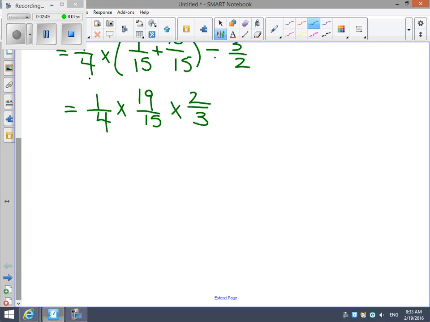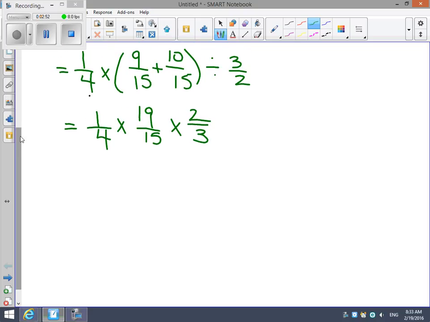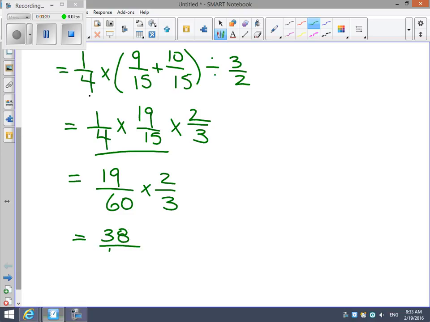You haven't really done that. You haven't changed order of operations because you haven't really done anything to the question except get it ready to be completed later. Anyhow, now I know I have to multiply that first. We do not need a common denominator, so 1 times 19 is 19, and 4 times 15 is 60. And I'm going to multiply that by 2/3. Now 19 times 2 is 38, and 60 times 3 is 180, and just looking at those I know that I'm going to have to reduce.